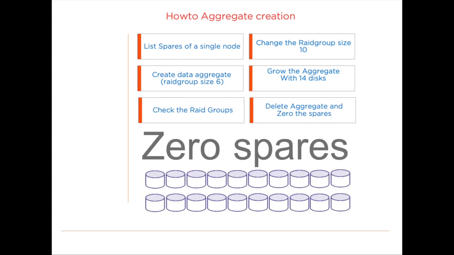Zeroing spares means that the system itself does not have to do that if you want to use these spares to create a new aggregate. That will make it a lot faster. Also, when you want to grow an aggregate, it will make it a lot faster. So let's do it.